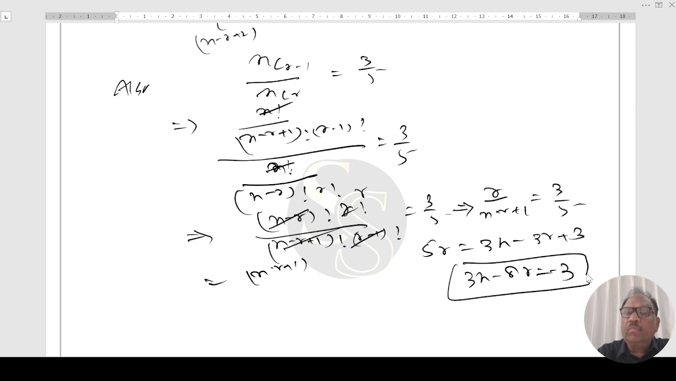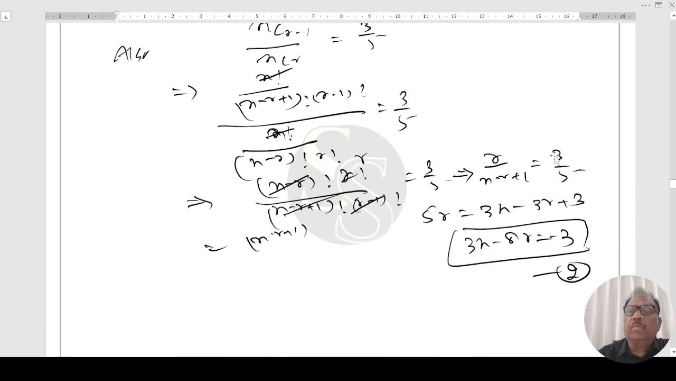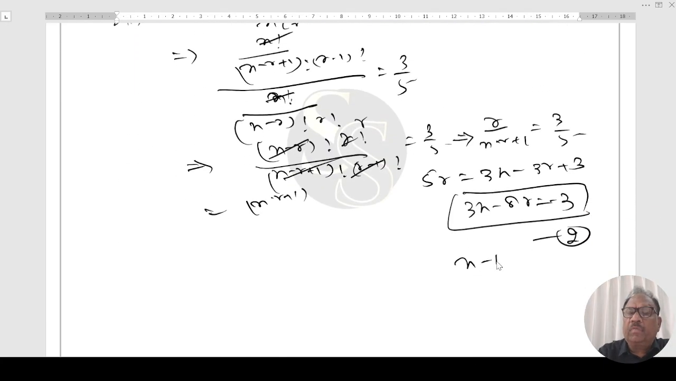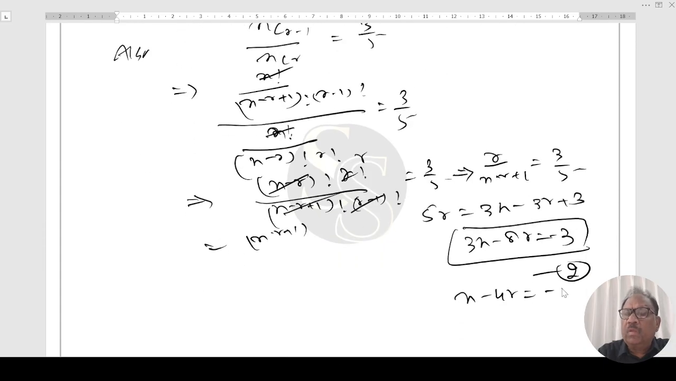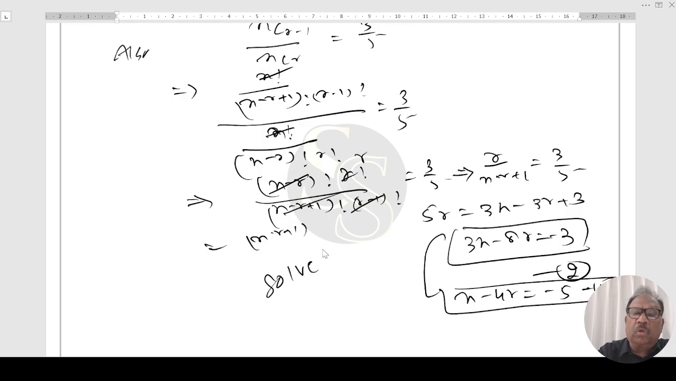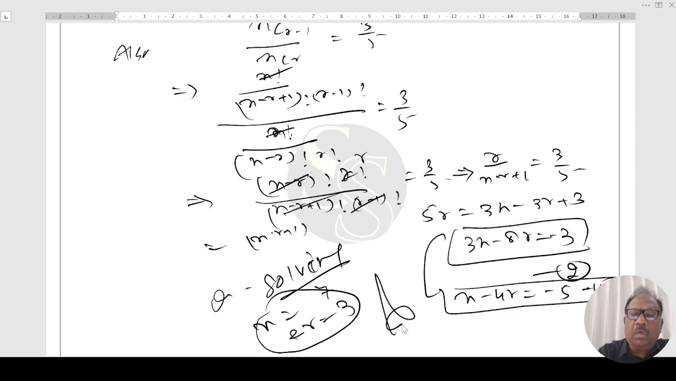This is equation 2. What is equation 1? n minus 4r equal to minus 5. This is equation 1. Solve this. On solving we get n equal to 7 and r equal to 3. This is the answer. Right? Next question.